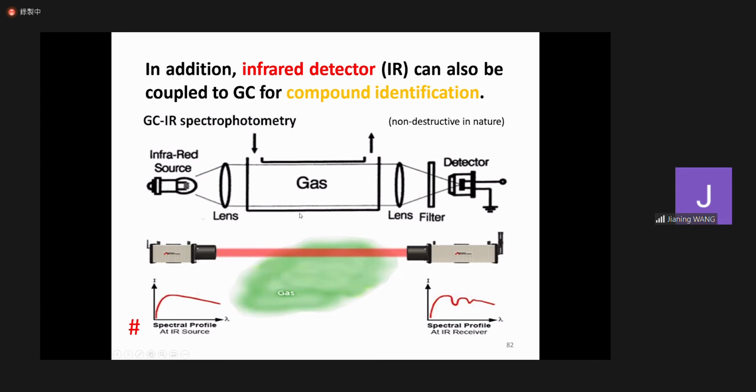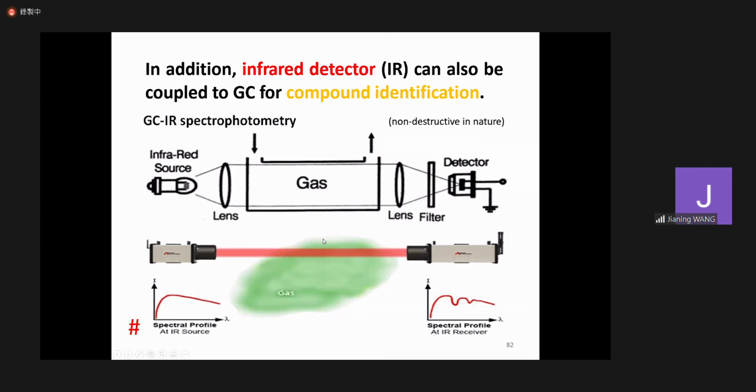And the last one is the infrared detector. We can use this detector to see some polar samples. It is not very sensitive for IR, but it is non-destructive.